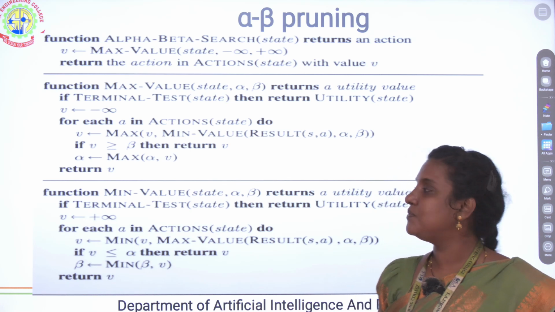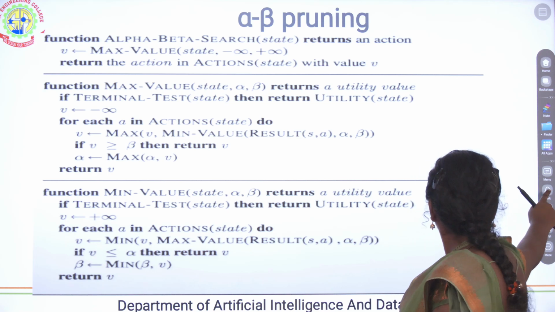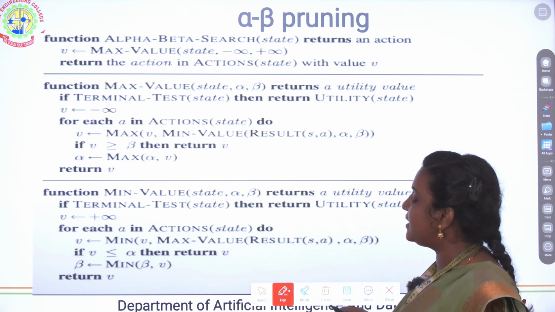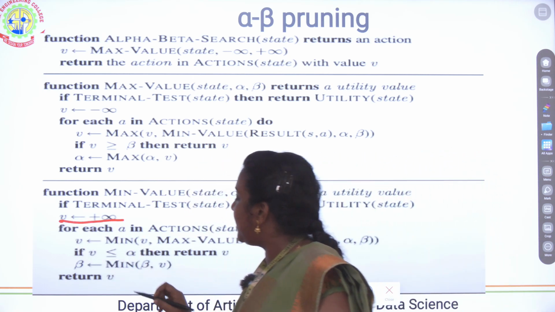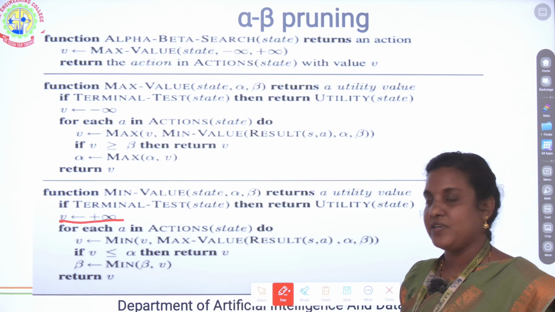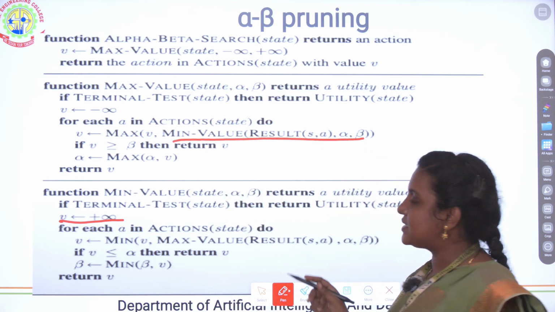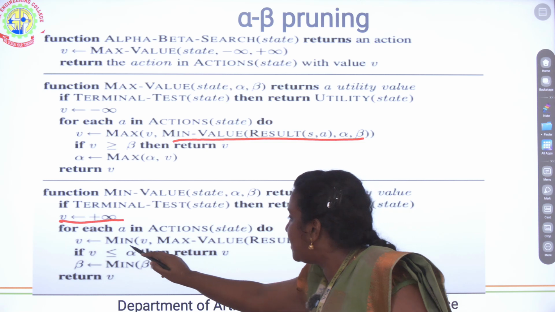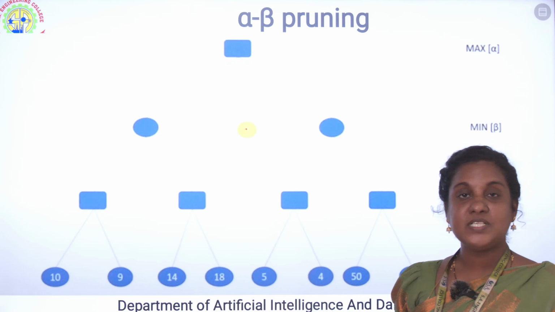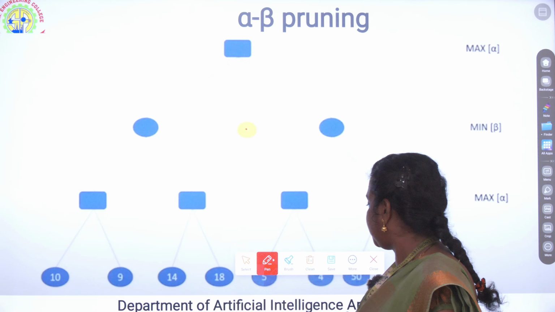This is the algorithm. Here we always assign minus infinity at the initial state in the max value function, and we always assign plus infinity in the min value function. So max always takes the highest value, min always takes the lowest value. With the help of this algorithm, we will see how alpha beta pruning works.